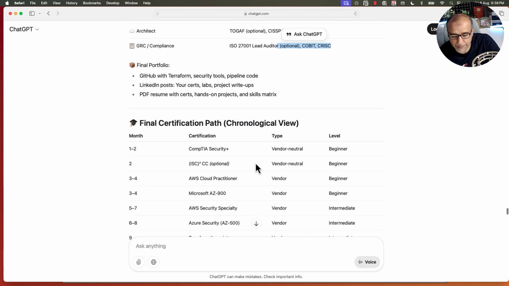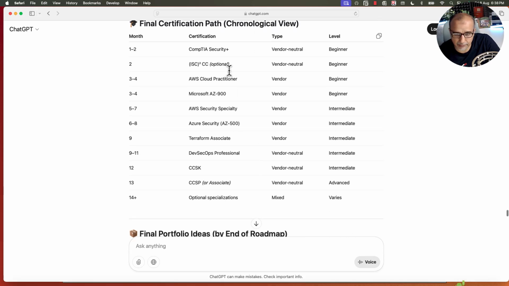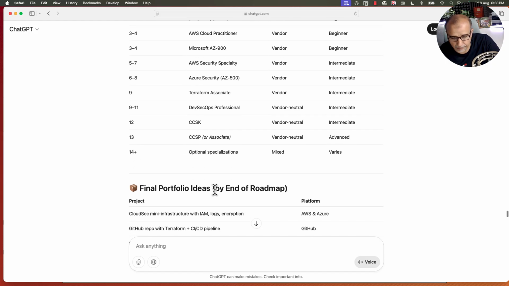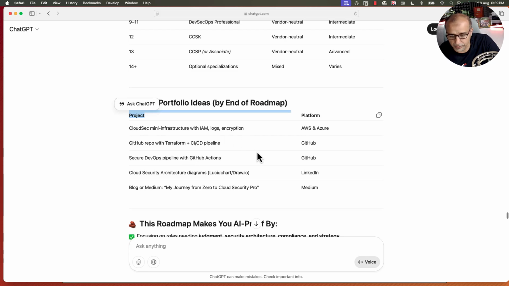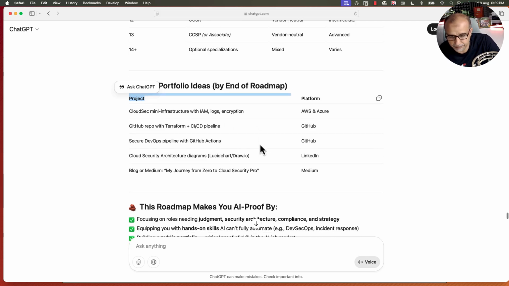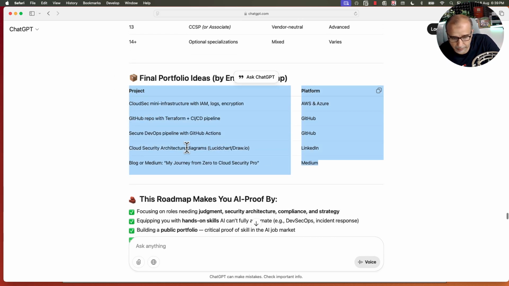All right, so this was the path, and here are the certificates that we have gone through along the path, and the classification also, whether it is vendor specific or vendor neutral, and the sequence of study or the duration of study as well, the timetable that you need to match this one to. So by the end of the roadmap, these are the projects that you can have on your GitHub profile, LinkedIn, Medium and so on.